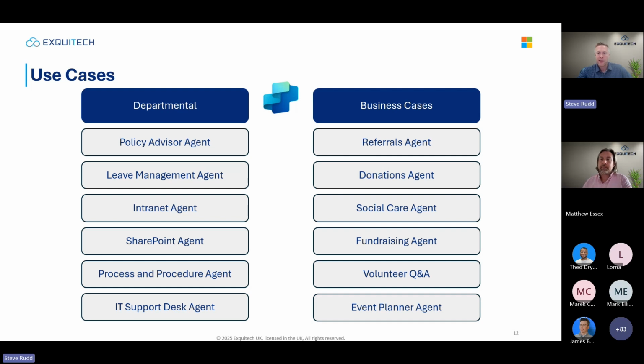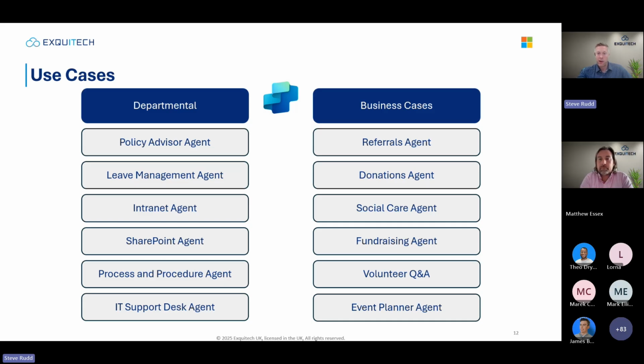Then on the right hand side, we've got some business case agents. These are designed to undertake a specific business process, and we're going to be demoing a number of these. A referral agent would manage incoming referrals. It might add them to a spreadsheet, it could notify somebody in the organization, it could do a follow-up or set a reminder. The whole aim here is to try and automate that workflow process.